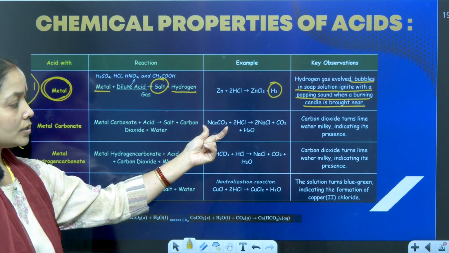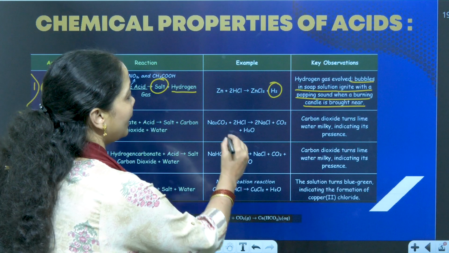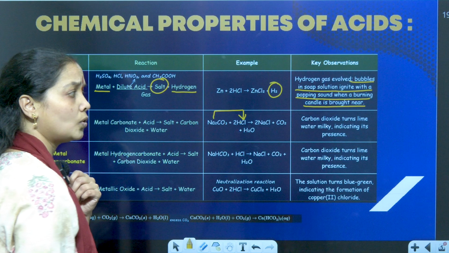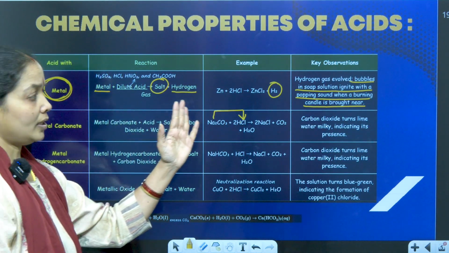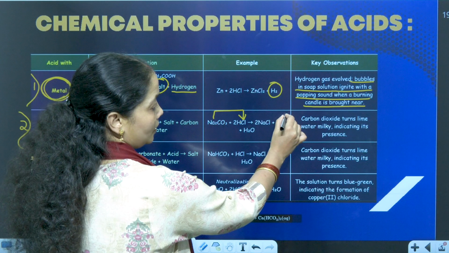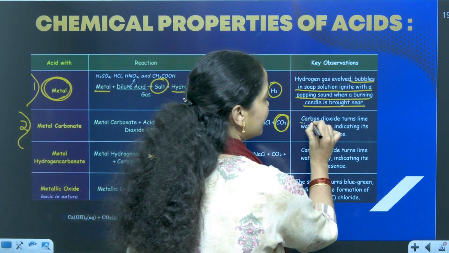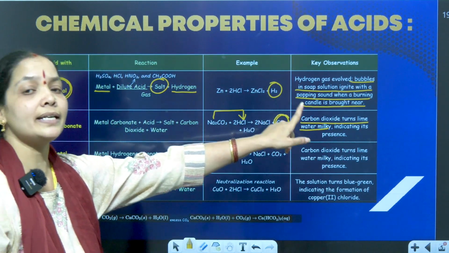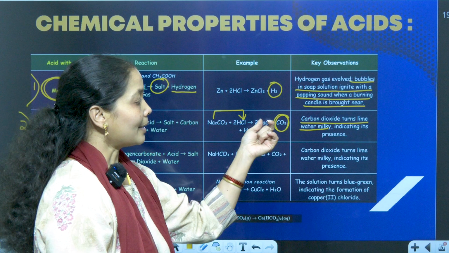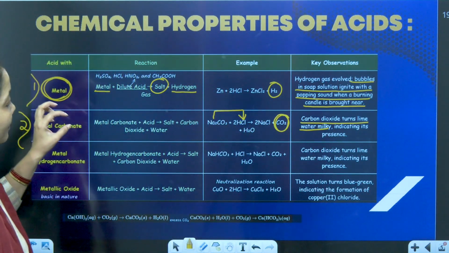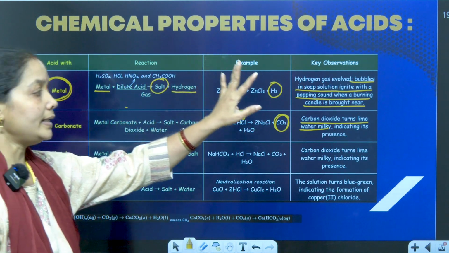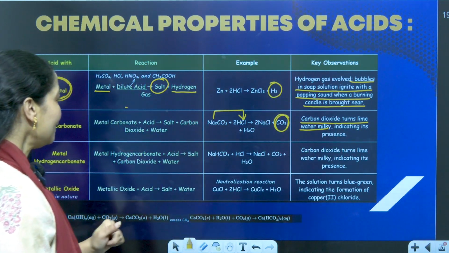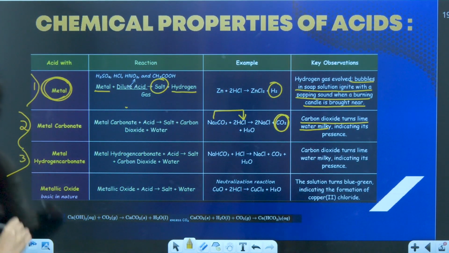So if I take Na2CO3 and add it with HCl, I am undergoing a displacement reaction, NaCl, and CO2 and H2O are liberated out of it. The most important thing you have to observe here is, when CO2 is liberated, this CO2 turns lime water milky. That's the indication that the gas evolved is carbon dioxide here. So the metal carbonate with acid gives you carbon dioxide, which can be detected using the lime water test.